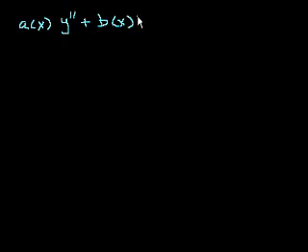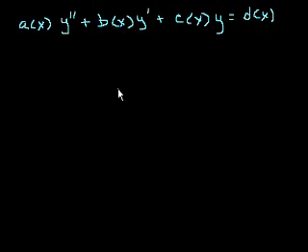So I think I touched on it a little bit in our very first intro video, but it's something that looks like this. If I have a of x, so some function only of x, times the second derivative of y with respect to x, plus b of x times the first derivative of y with respect to x, plus c of x times y is equal to some function that's only a function of x. So just to review our terminology, it's second order because the highest derivative here is the second derivative, so that makes it second order.